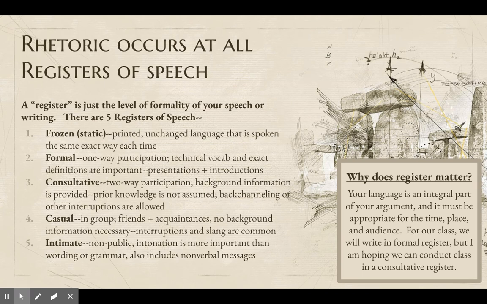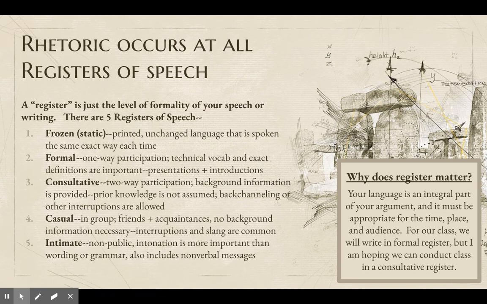Here, interruptions and slang are common and accepted. All right, so this is like your texting language, and you would definitely not want this in your formal. You would not want to use slang or cliches or jokes in your formal writing or speech.